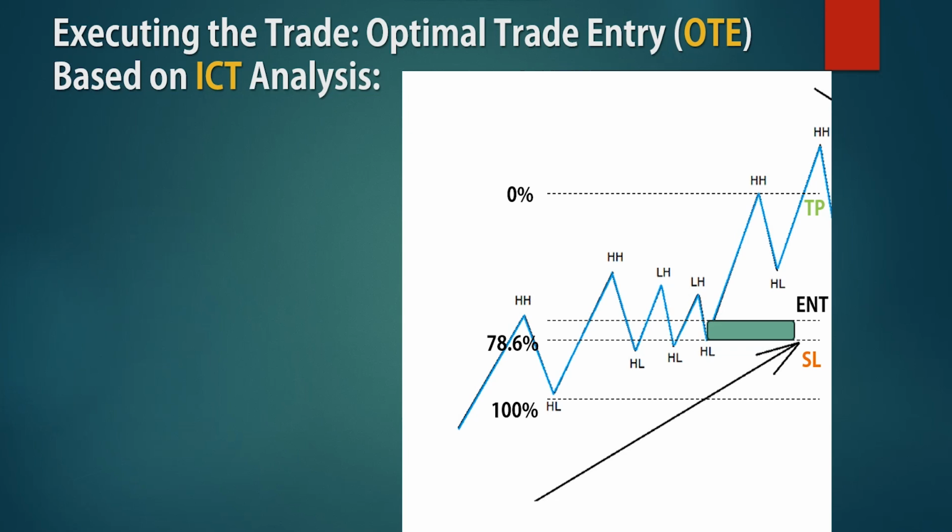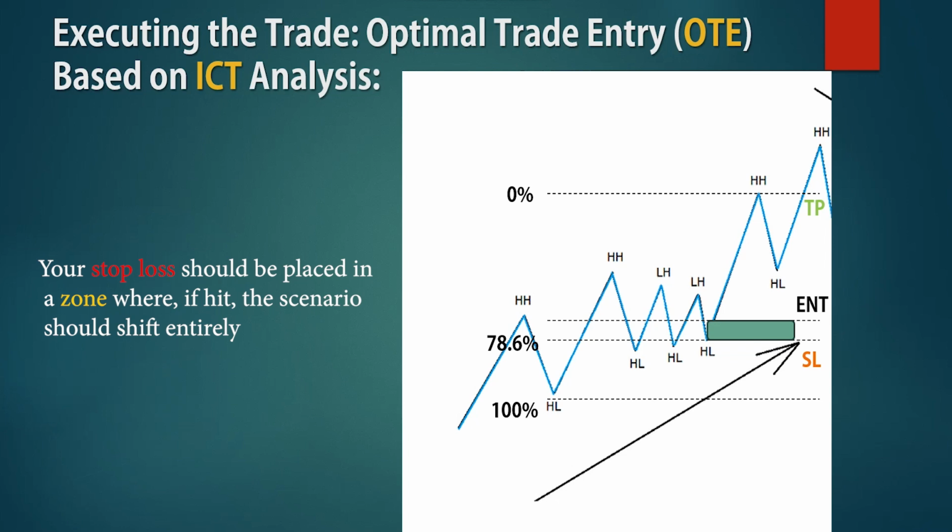One of the best areas to place your stop loss in this strategy is below the previous low, because if the price falls below this zone, the overall scenario has likely changed. So always keep this in mind. Your stop loss should be placed in a zone where, if hit, the scenario should shift entirely.